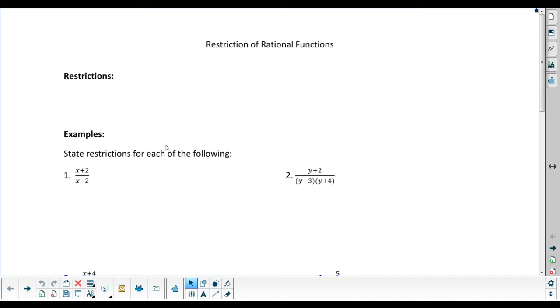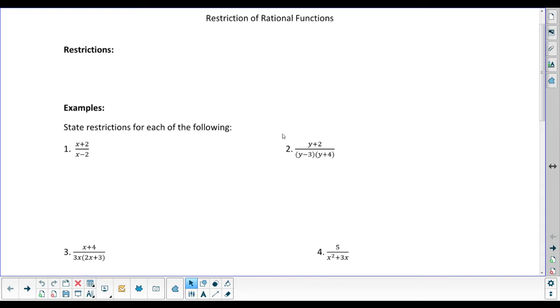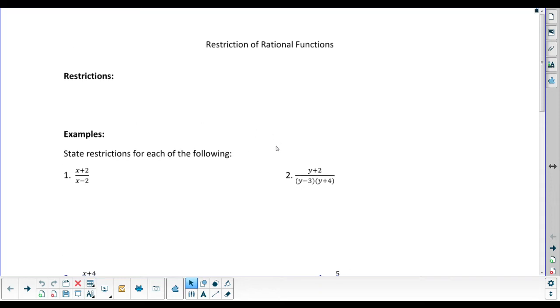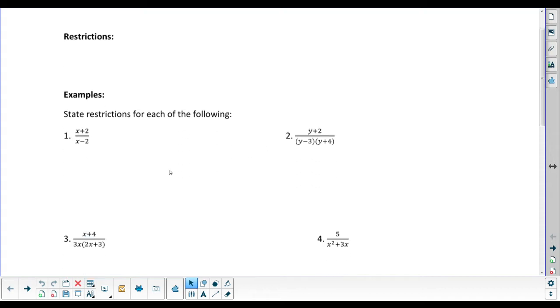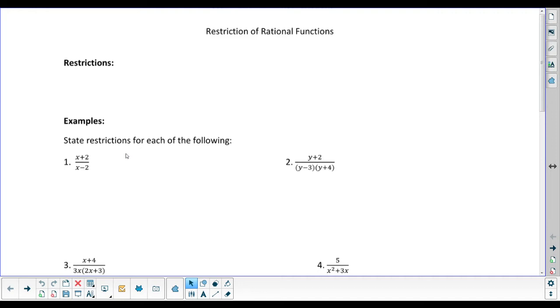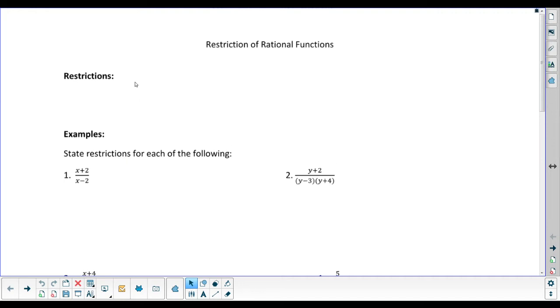Okay, so we're going to be looking at restrictions of rational functions. Recall, rational functions are functions that are fractions. We see some examples below here. And one really important thing when dealing with fractions, especially when there are variables in the denominator, is that we have to remember that we cannot divide by 0. And that's where restrictions come in.